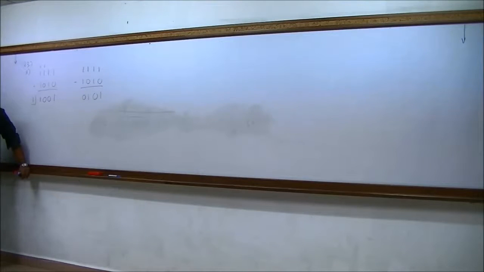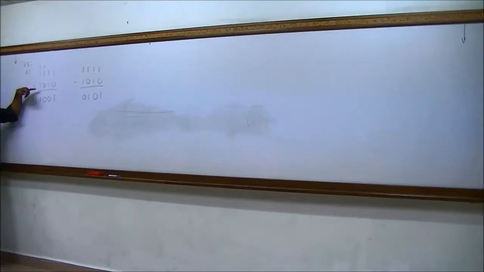Why do we have overflow? Based on the hint that we have, when we add the same sign, we may get overflow. So what is this number? Negative. What is this number? Negative. Negative plus negative is supposed to get? Negative.